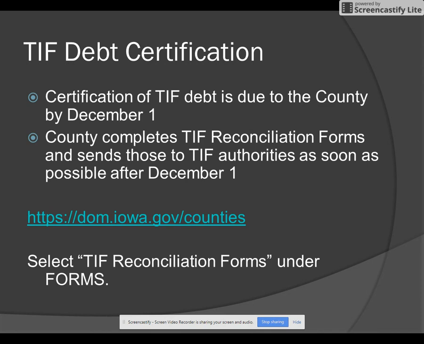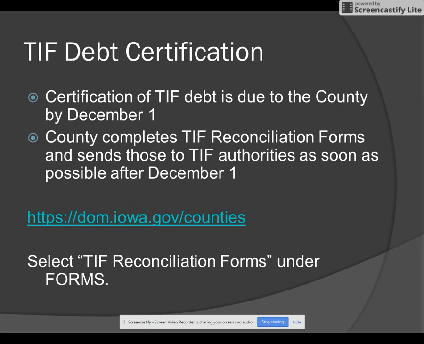TIF debt certification also needs to occur. Certification of TIF debt is due to the county by December 1. So any of your TIF users need to get to you a TIF debt certification that gives you an update of what they expect for the next year as far as changes for TIF debt certification. If they don't have any changes, they don't need to provide anything, but you would want to communicate with your TIF authorities to see if there's anything coming by December 1.